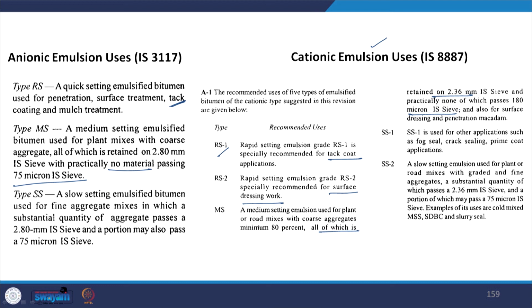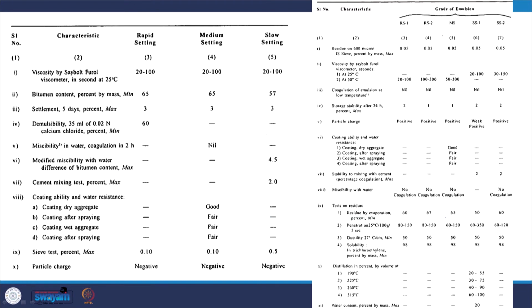Slow setting 1 emulsion is used for applications such as fog seal, crack seal and prime coating, and slow setting emulsion 2 is typically used for road mixes with graded and fine aggregates, where a substantial quantity of material is finer, passing 2.36 mm. For example, we can have a mixed seal surfacing, semi dense bituminous concrete, slurry seal, dense graded cold mixes and so on.